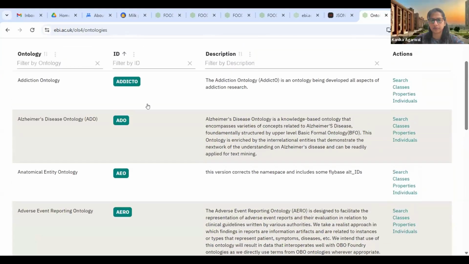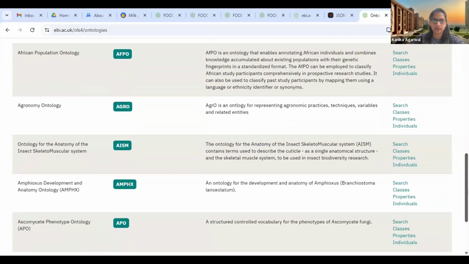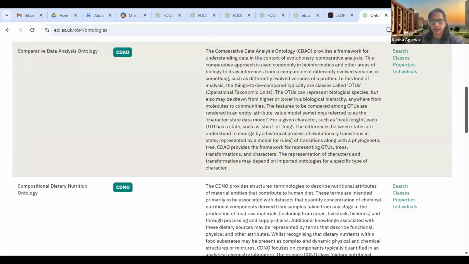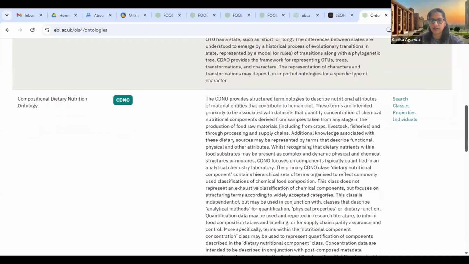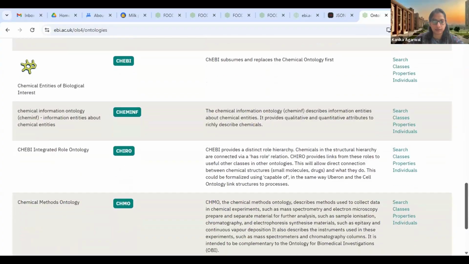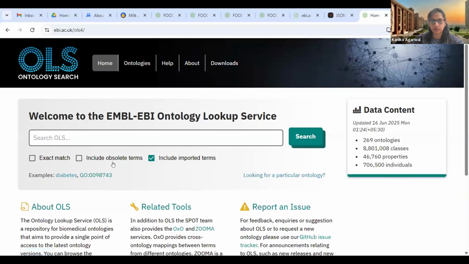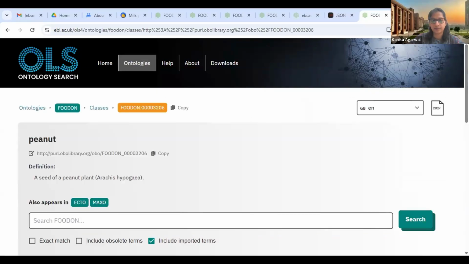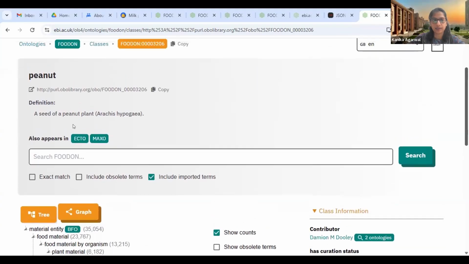In case you want to look at something related to Alzheimer's, you have it here. You have things related to comparative data analysis, compositional dietary nutrition analysis. So there are a lot of things that you can look at and explore later. But right now, we just want to go to FoodOn. You can also select your ontology here, or keep it to FoodOn and select it as a marker. When I click on peanut, I see the definition of peanut. It says it is a seed of a peanut plant, and it has this unique identifier, which I can copy and keep in case I'm doing some work and want to look at the various linkages.